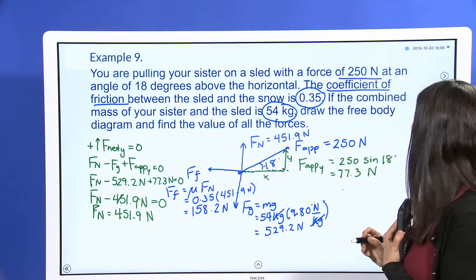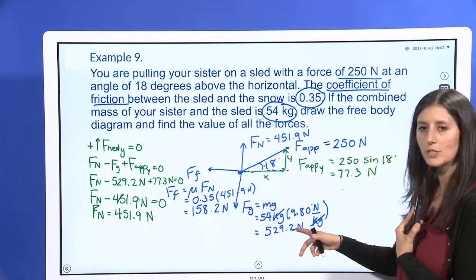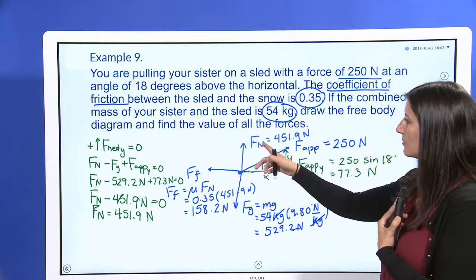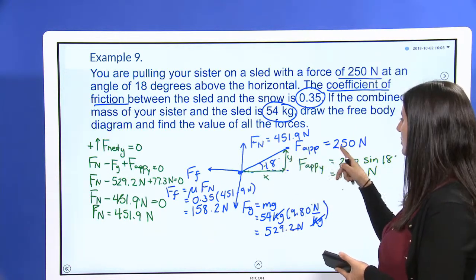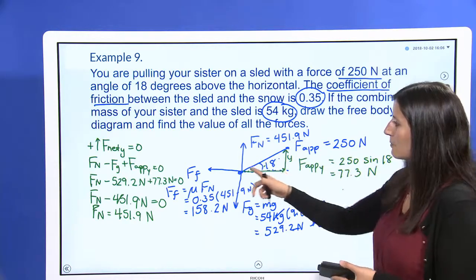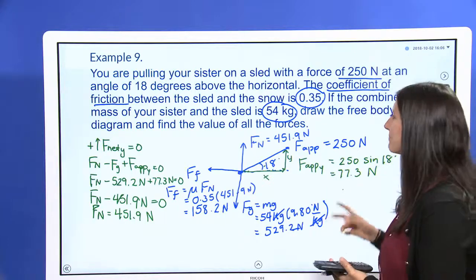So now we have all of our forces. I know my force of gravity is 529.2 newtons. My normal force is 451.9 newtons. My F applied is 250 newtons. And my force of friction is 158.2 newtons.